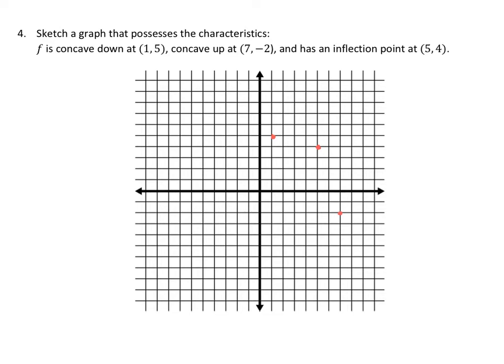Now we aren't told anything about any relative extrema, so there are certainly many possible answers to this problem. The important thing is that we change from concave down to concave up at our inflection point. So at our inflection point (5, 4), we have to be concave down before this point and then concave up after it. So here's one possible answer.